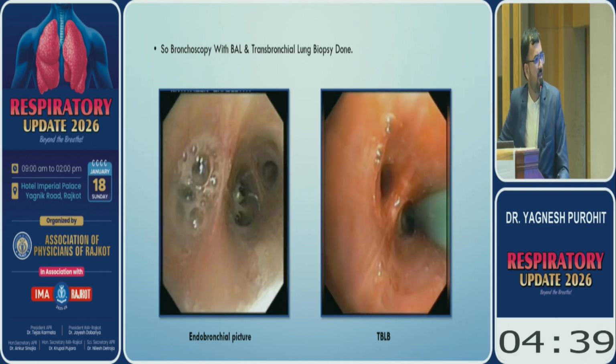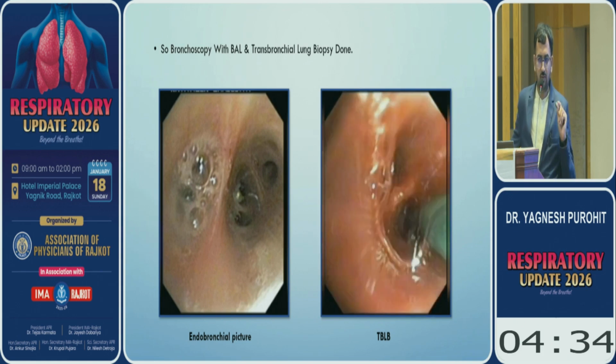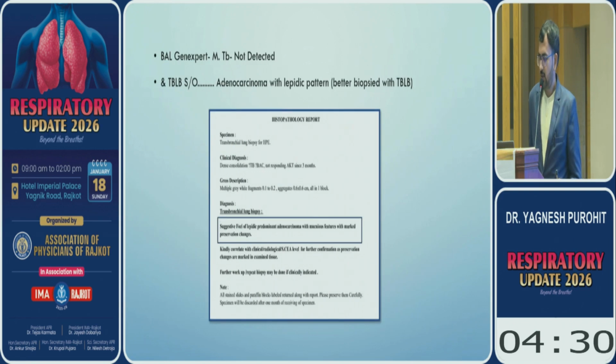In this we generally insert the forceps, we wedge into the identified segment, and we do the transbronchial lung biopsy from there. And then the report came: GeneXpert was negative for MTB and TBLB was suggestive of adenocarcinoma with lipidic pattern. So it was basically a bronchoalveolar carcinoma.